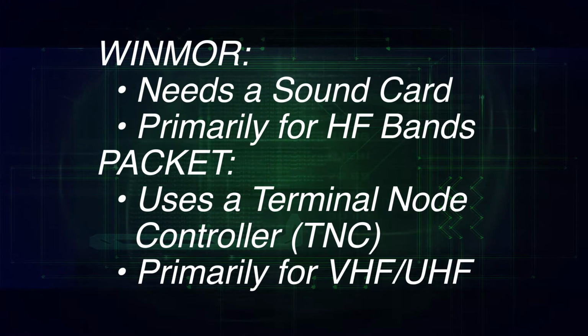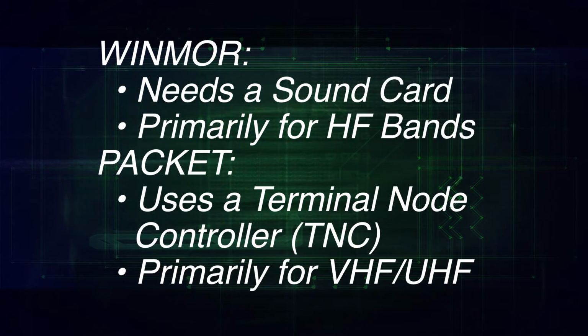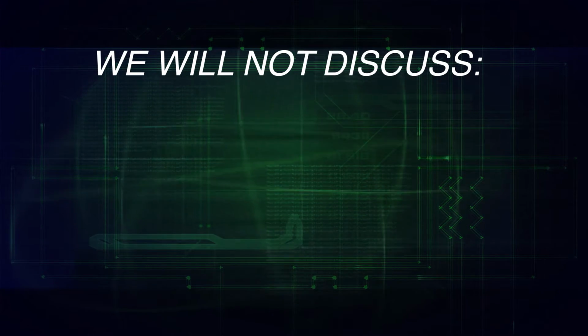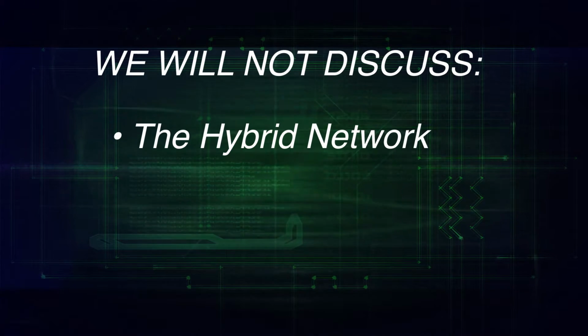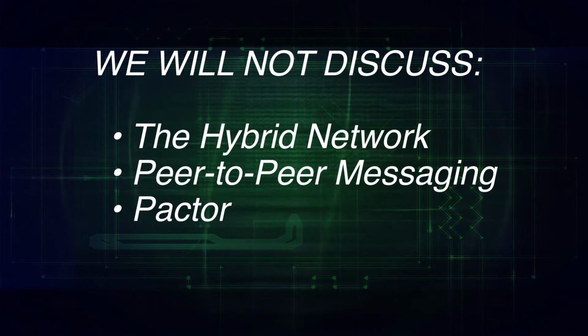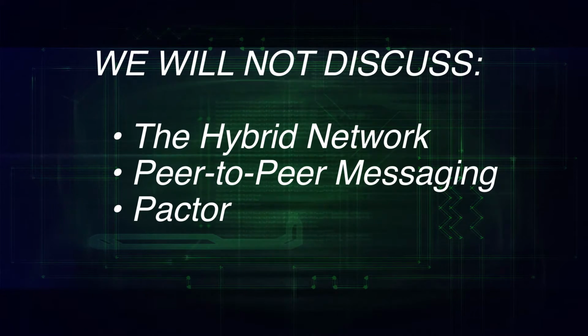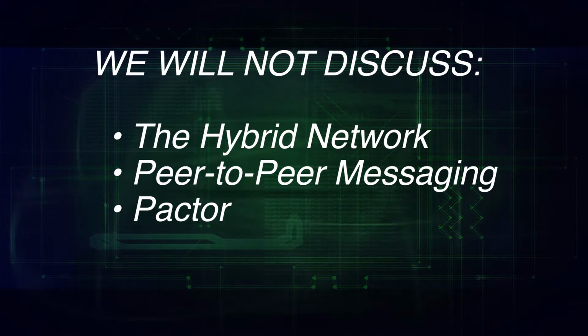UHF frequencies. RMS Express has a number of other features and modes besides these two, but in order to keep it simple for the beginner, we will not explore the hybrid network for radio-only forwarding, peer-to-peer messaging, or PACTOR. These are subjects one can explore using the Help menu after one is familiar with the basic operation of RMS Express.